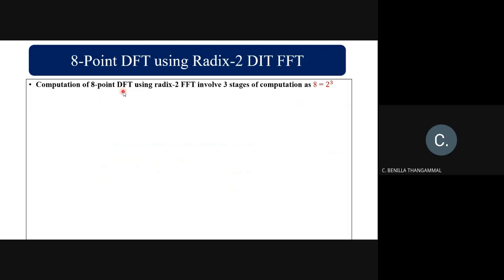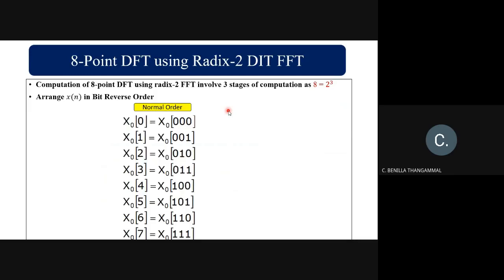Here, to compute an 8-point DFT using radix 2 FFT, it involves 3 stages of computation, because 8 can be written as 2 power 3, and 3 is going to be the number of stages here, right? So the first point in solving the problems using a radix 2 DIT-FFT is that your x of n should be arranged in bit reverse order. So what is this bit reverse order now?